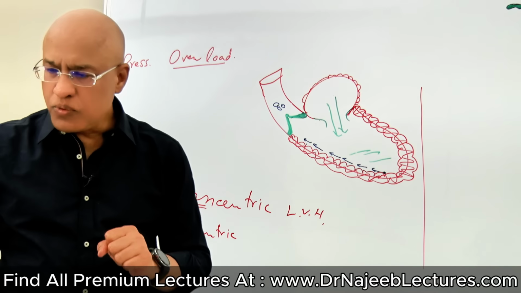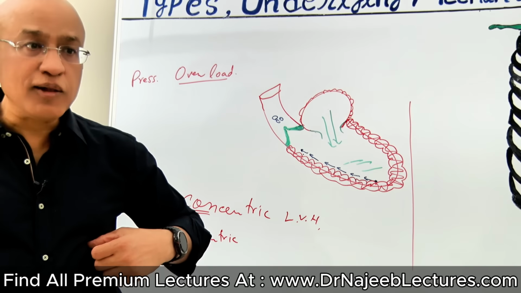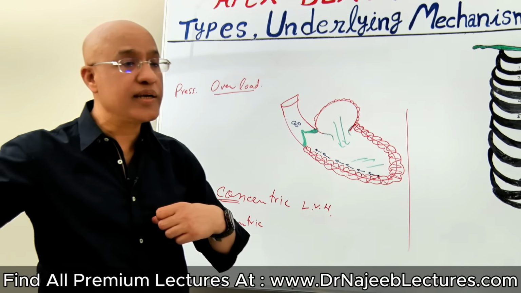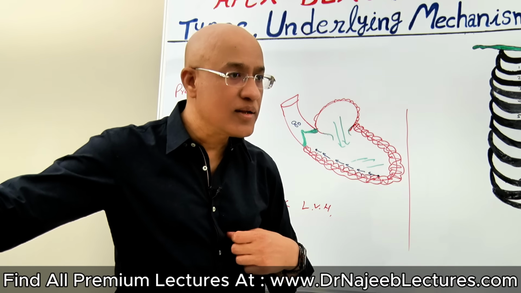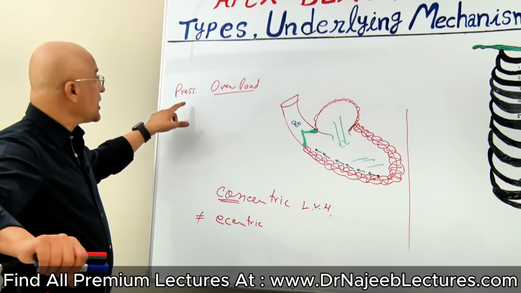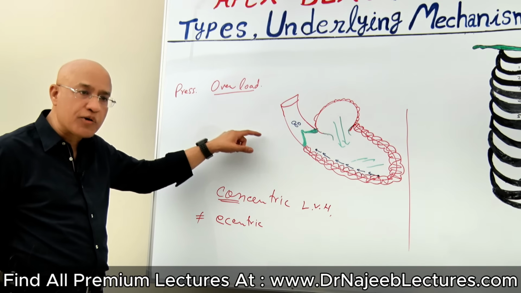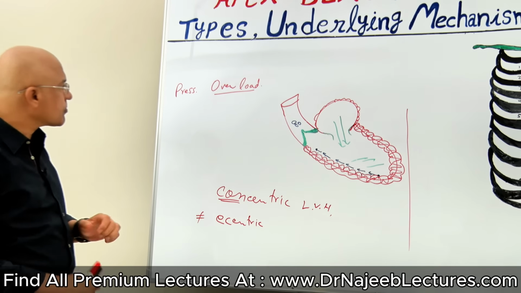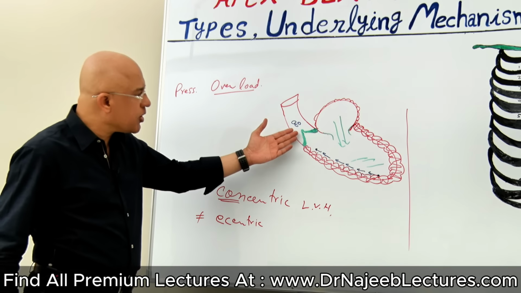So when you have a heaving apex beat, and you can palpate the heaving apex beat, and you can auscultate S4, it is pointing towards what? It is pointing towards pressure overload. It is pointing towards a hypertrophied left ventricle, right? Now, any question you have about aortic stenosis?